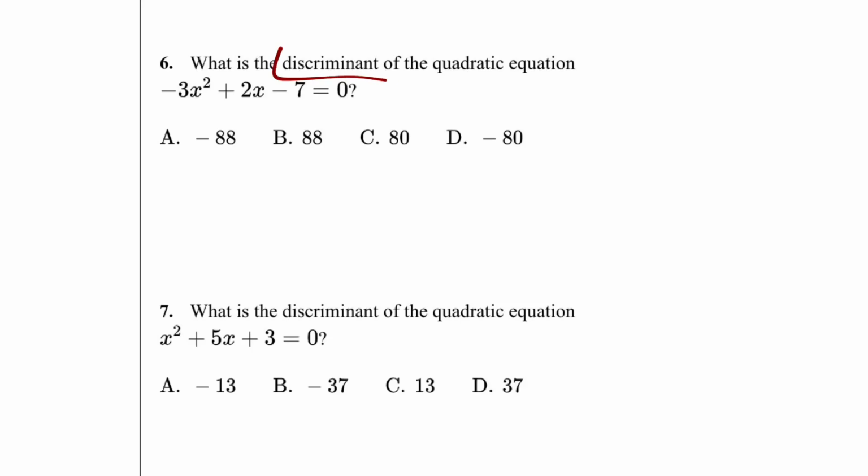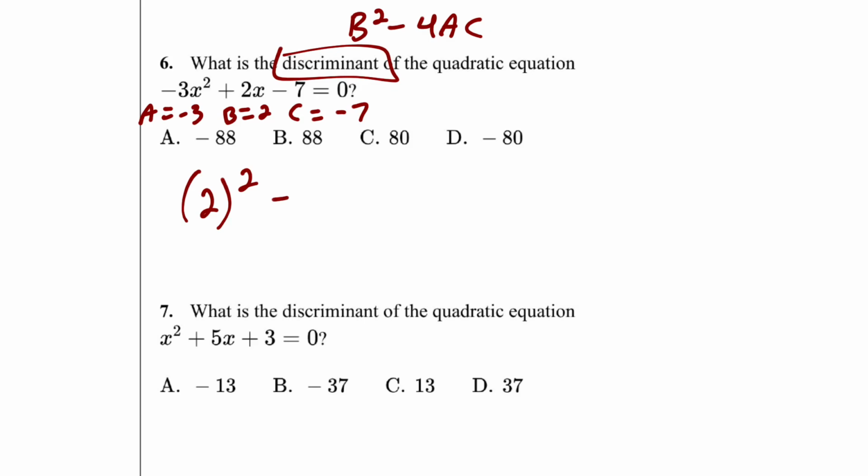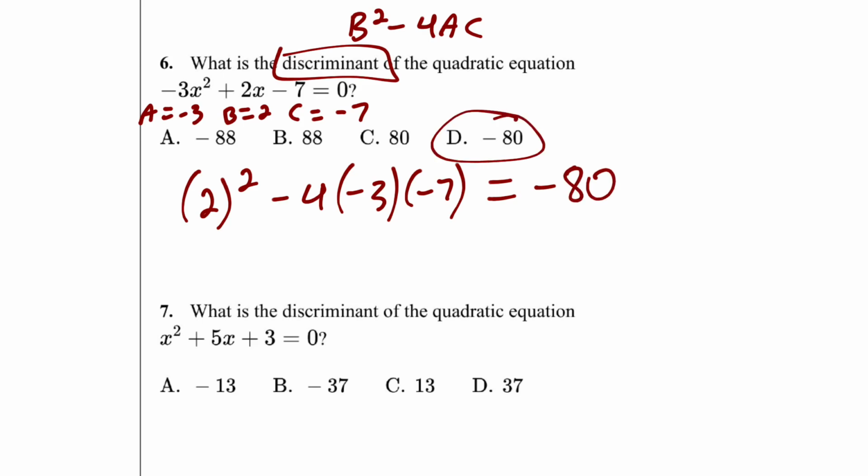The formula for discriminant is b squared minus 4ac. So I have to recognize what a, b, and c are, and they just go like this, and then I plug them into the formula. So I have 2 squared minus 4 times negative 3 times negative 7. You can just plug this directly into a calculator, and I believe you get negative 80.